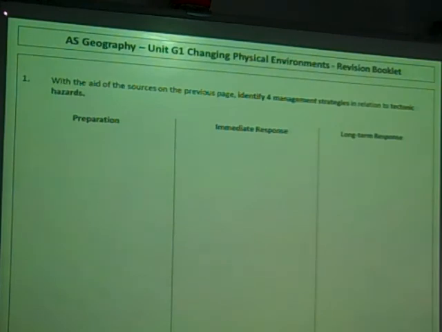Another thing, which is a key part of the topic, is the management and perception of hazards. So for example, looking at either volcanoes or earthquakes, you could look at how people prepare, their immediate response and long-term response.